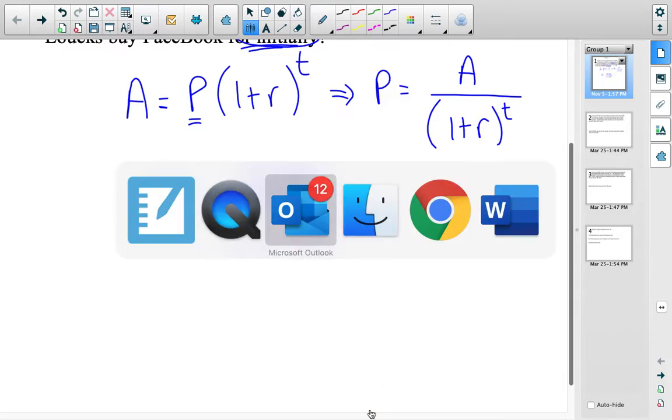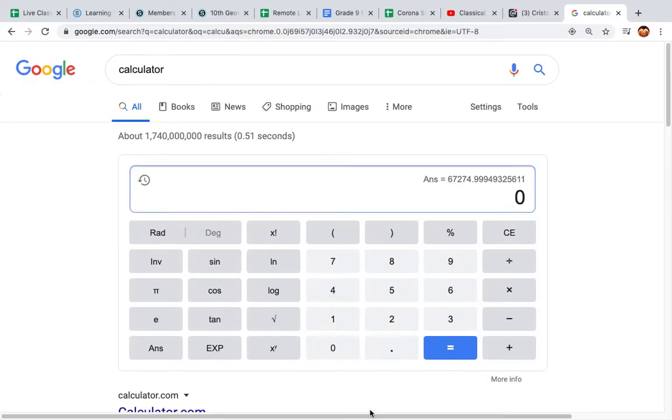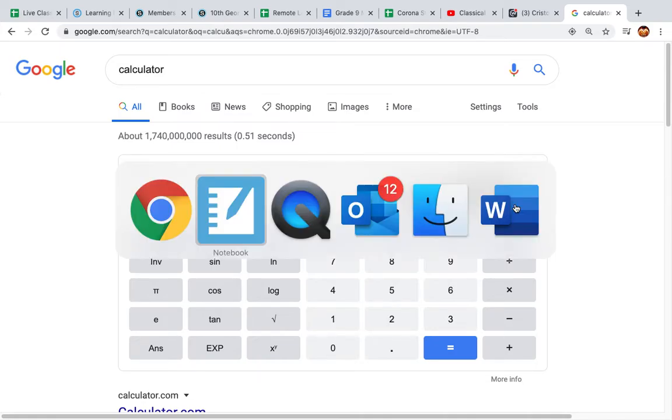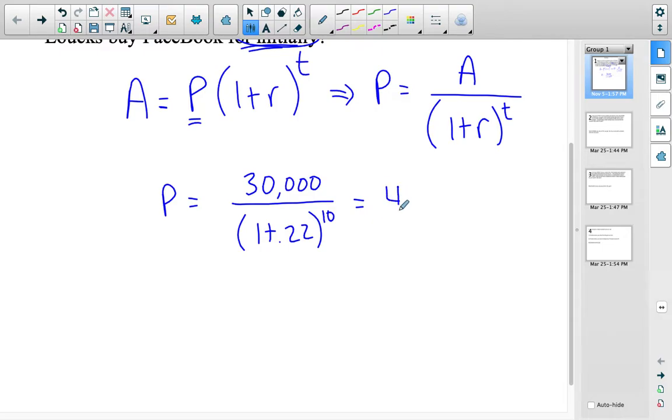And then if we go into our calculator here, we've got 30,000. Is this going to work for me? Apparently it's not. It's kind of a bummer. What's going on here? Oh, there we go. 30,000 divided by the quantity 1.22 to the 10th power, and we get 4,000. If I round that to the nearest dollar, hopefully you got the same on your calculator, 4,107. So let's write that in here. We get 4,107.